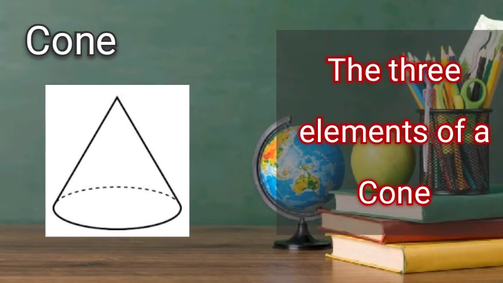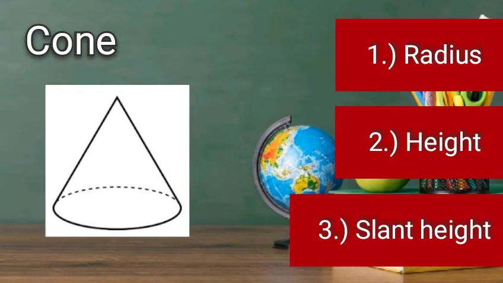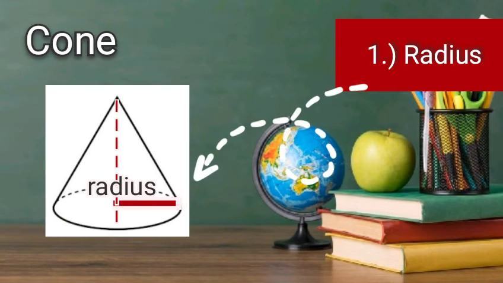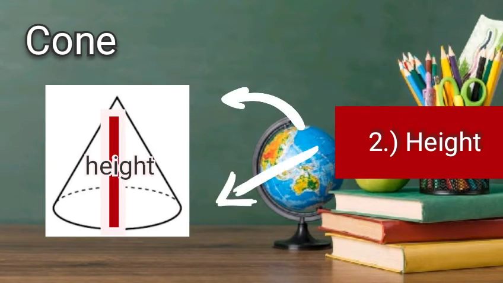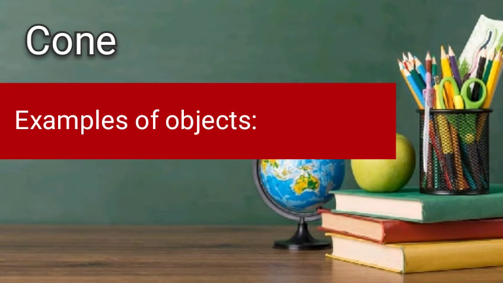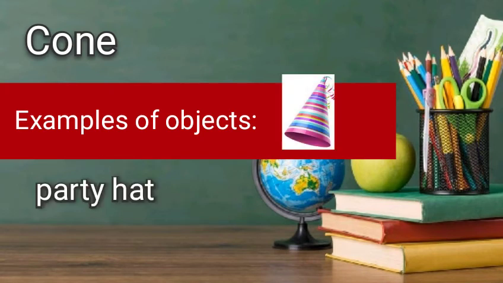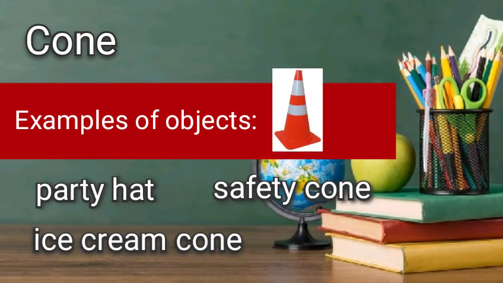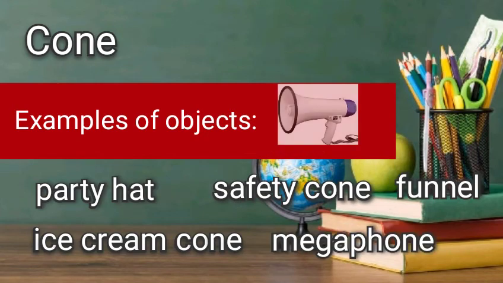The 3 elements of a cone are radius, height, and slant height. Radius is the distance between the center of the circular base to any point on the circumference of the base. Height is the distance between the apex of the cone to the center of the circular base. Slant height is the distance from any point on the circle of its base to the apex via a line segment along the surface of the cone. Examples of objects: party hat, ice cream cone, safety cone, funnel, and megaphone.